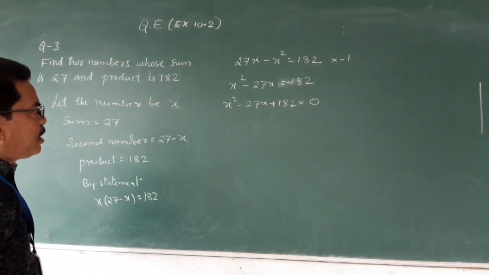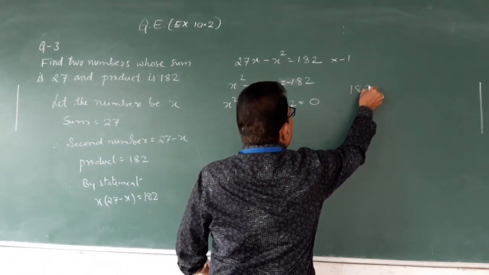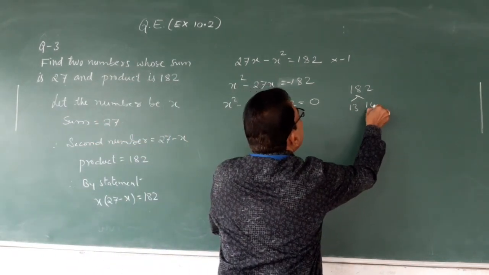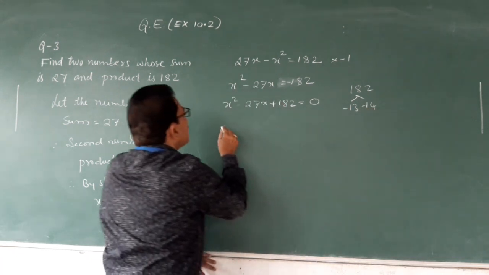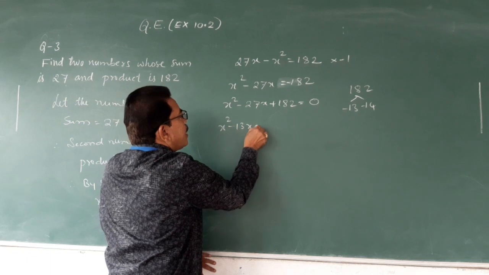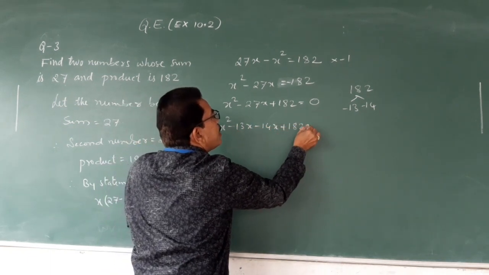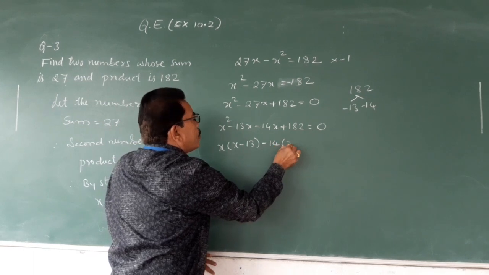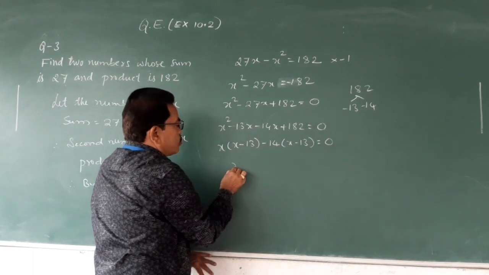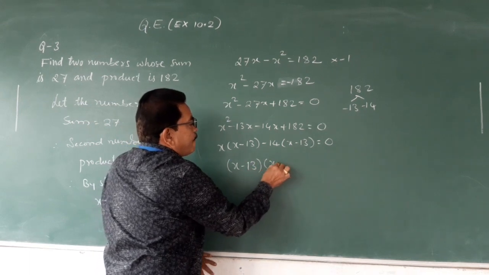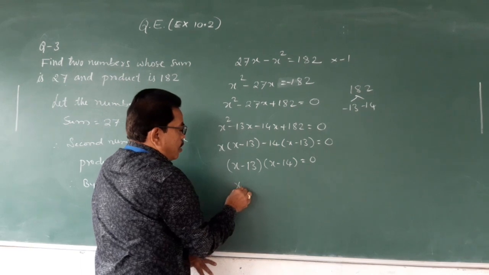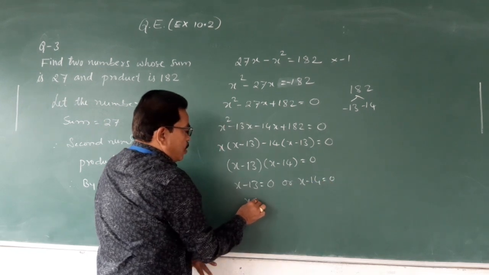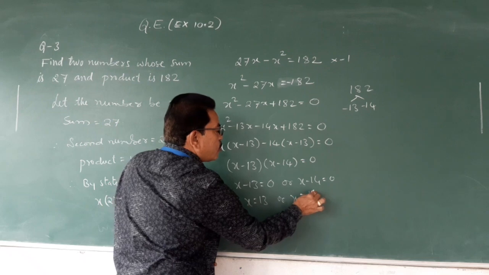Then if you split that 182, that is 13 14s are 182, both are minus. x square minus 13x minus 14x plus 182 equals 0. x in the bracket x minus 13, minus 14 in the bracket x minus 13 equals 0. x minus 13, x minus 14 equals 0. x minus 13 equals 0 or x minus 14 equals 0. x is equal to 13 or x is equal to 14.